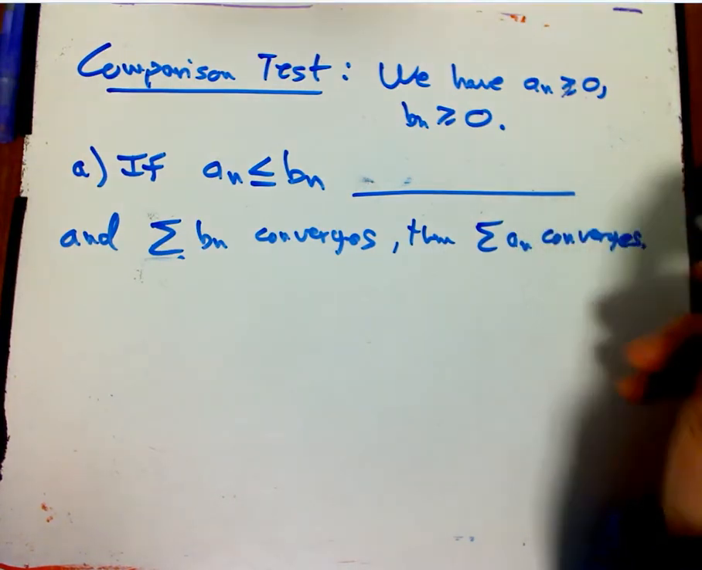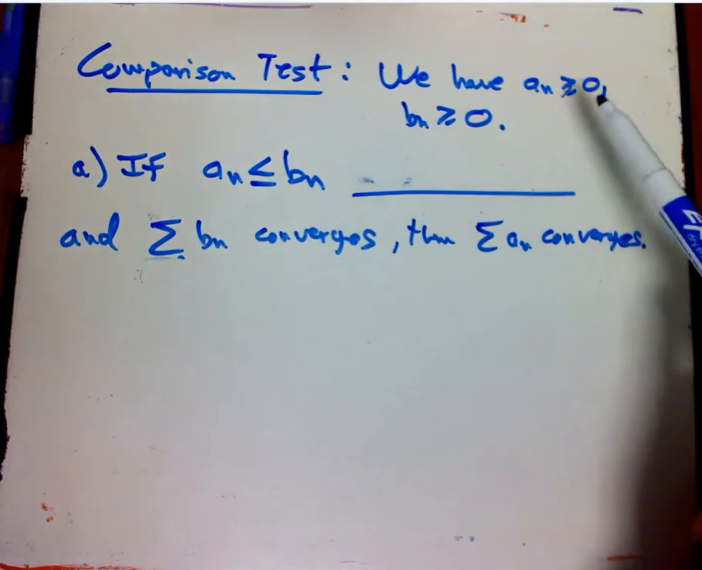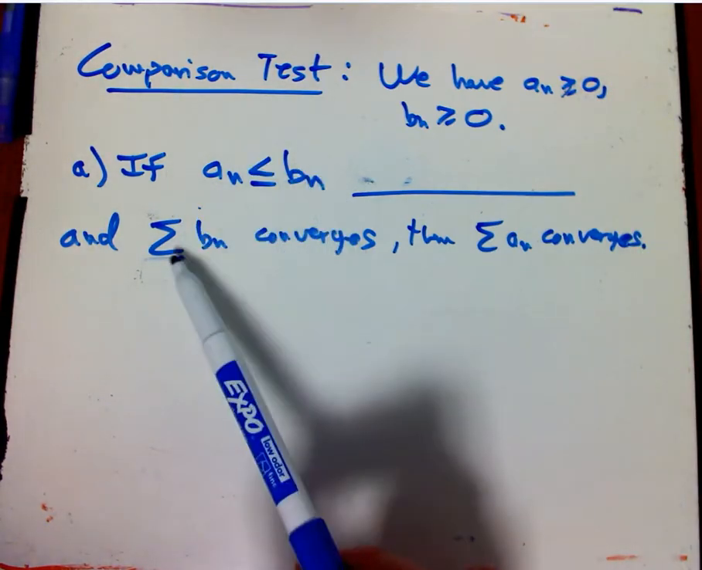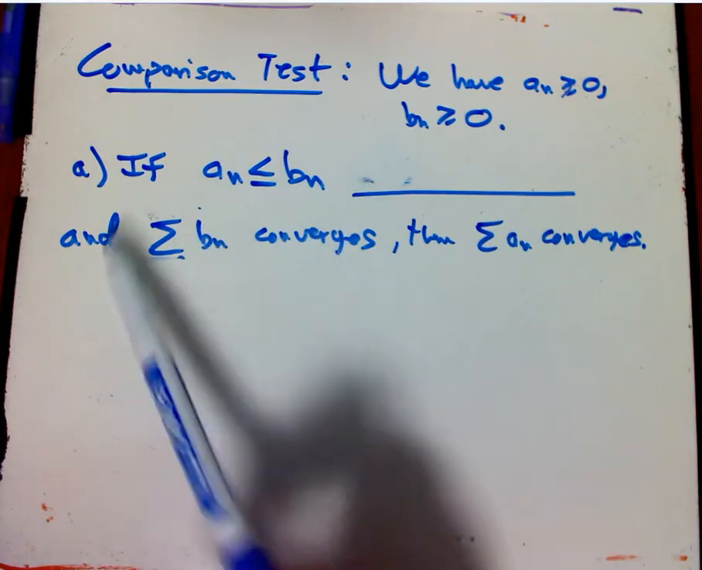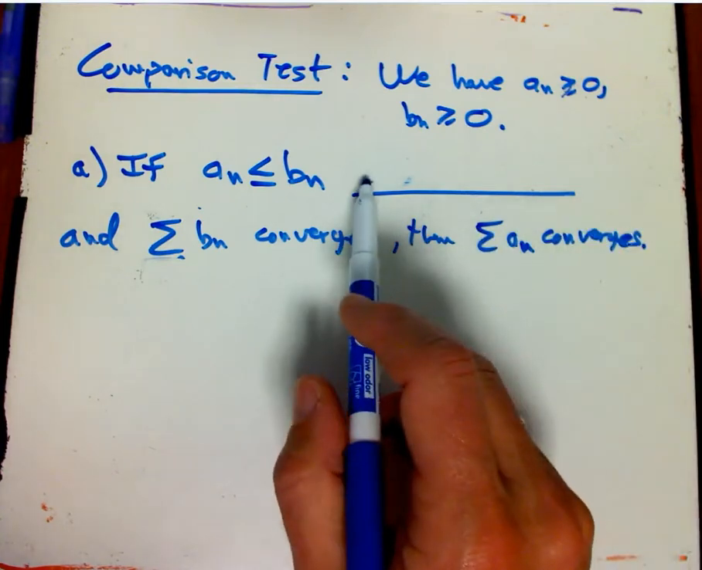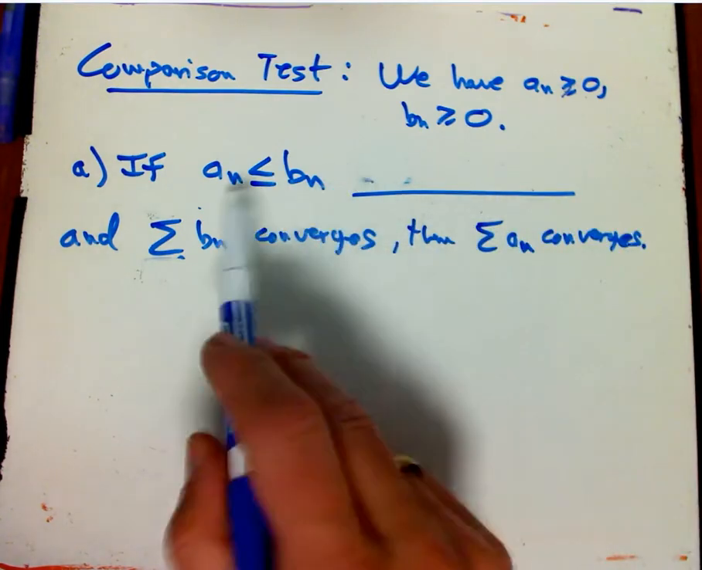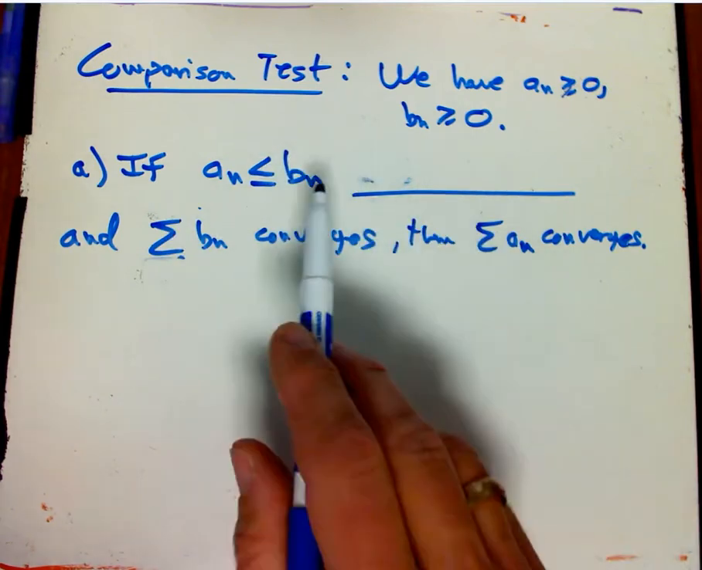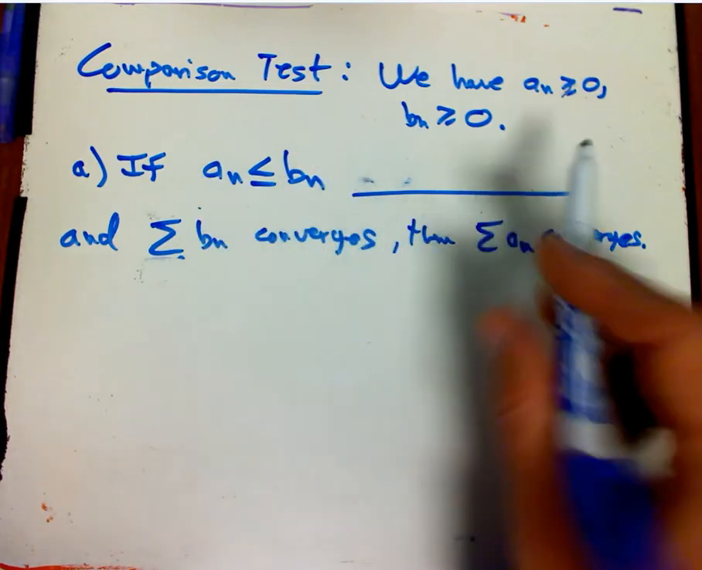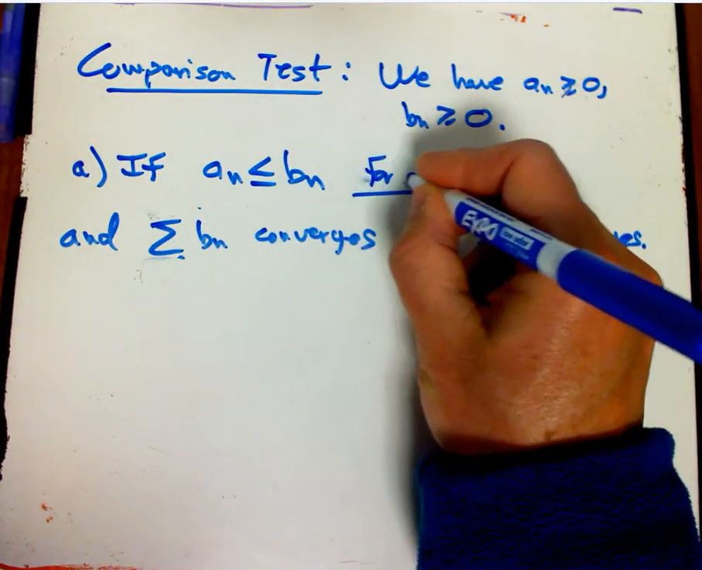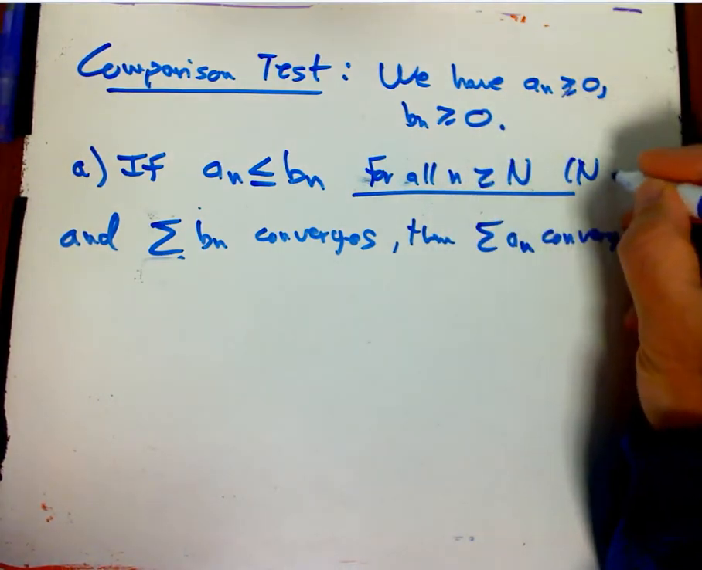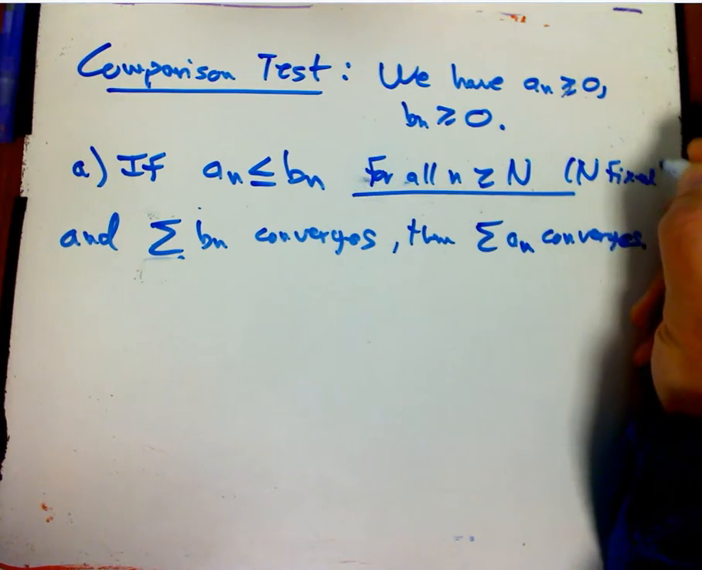So if everything's positive, the size comparisons are straightforward, there's no wiggling, and you are better than this reference series and its sum converges, then your more interesting sum converges. And we would want to say something about whether this is true for just one n, or a few, or all. All is the idea, but really eventually this should be true for all n. So we're going to say for all n greater than or equal to some N. The big N is some fixed number.